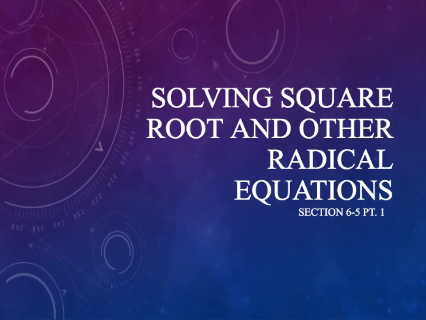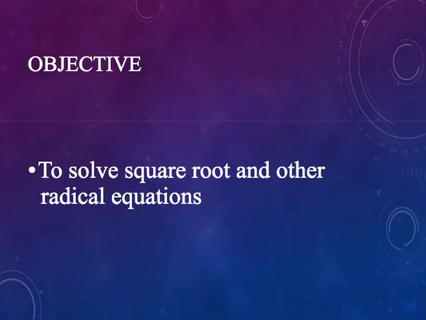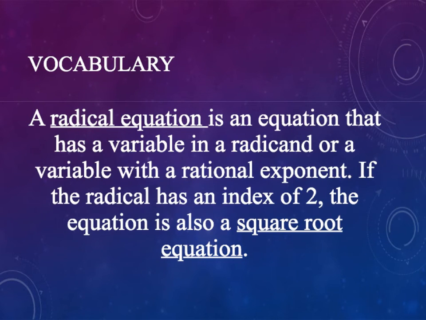Hey class, in today's lesson we're going to talk about solving square root and other radical equations, which is found in section 6-5, part 1 of your book. We're going to solve square root and other radical equations. So, a radical equation is an equation that has a variable and a radicand, or a variable with a rational exponent. If the radical has an index of 2, then the equation is also called a square root equation.